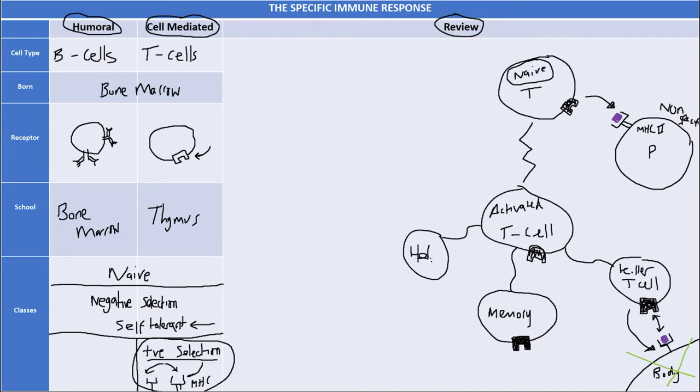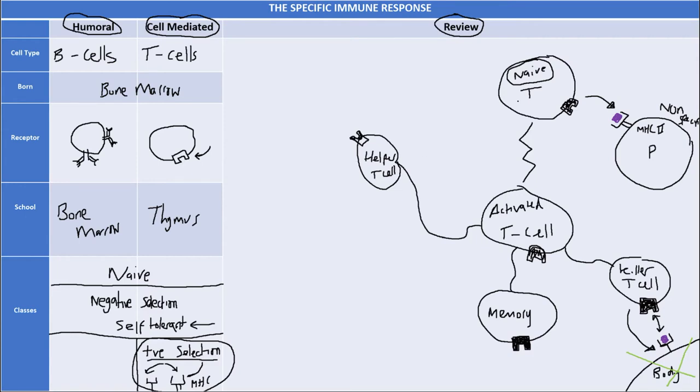A helper. In fact, let me just delete that. I think I need it a bit higher. Let's draw it up here. A helper T cell. Okay, and that's the third and final cell type that it could differentiate into if it was activated.